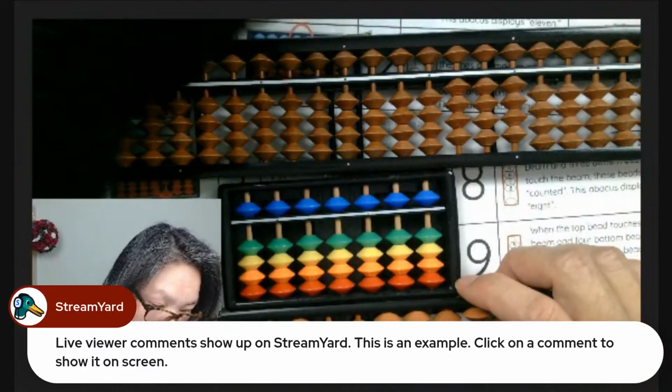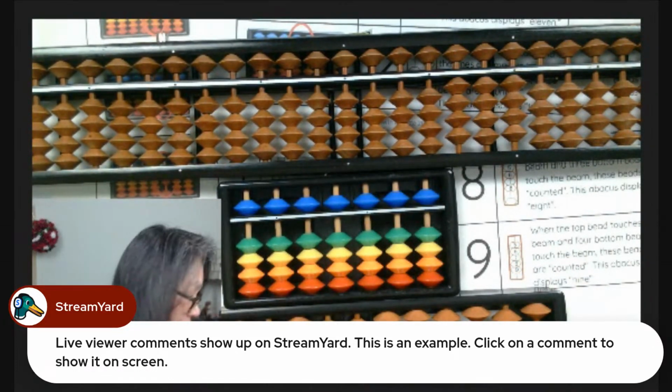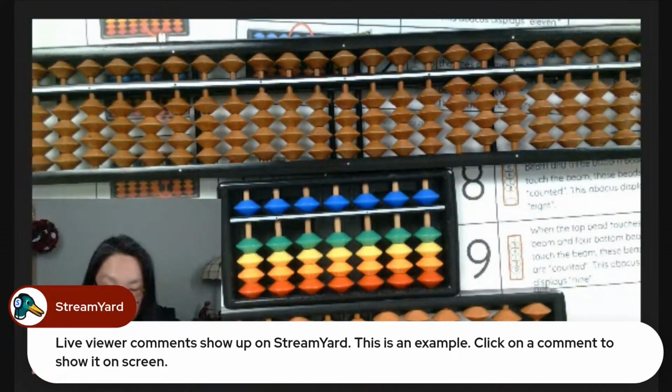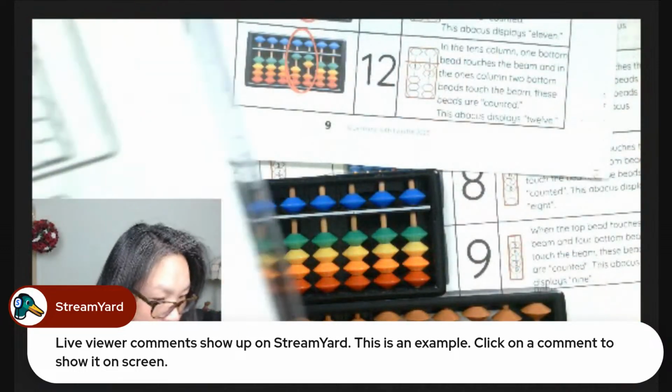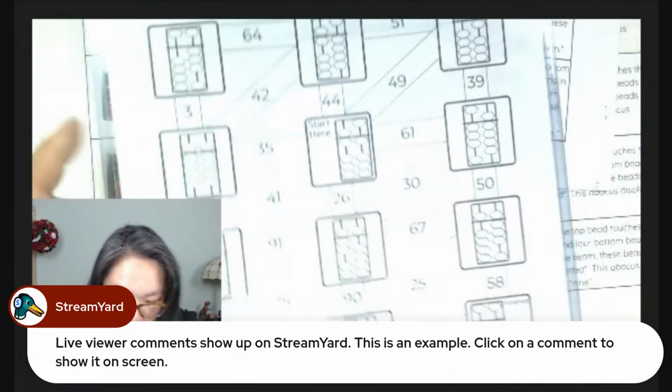So we learned how to read the abacus, and what we're going to do is some bead recognition and some number recognition. We're going to do a maze. Are we ready for a maze? What's a maze? Well, you know what? We'll do this. We're going to track the numbers, and as we track the numbers, we will follow a maze. So that's what this is.